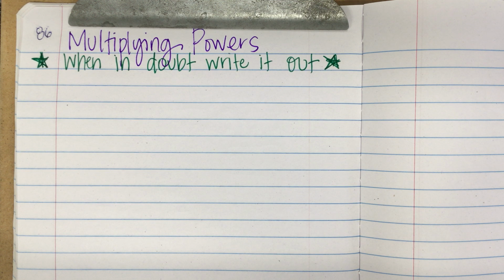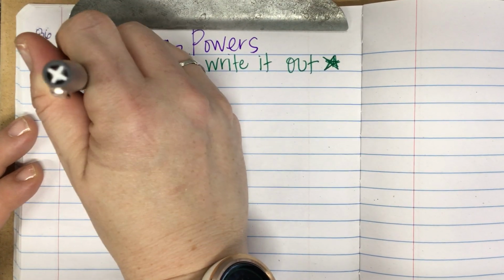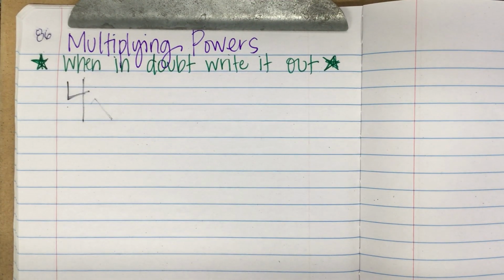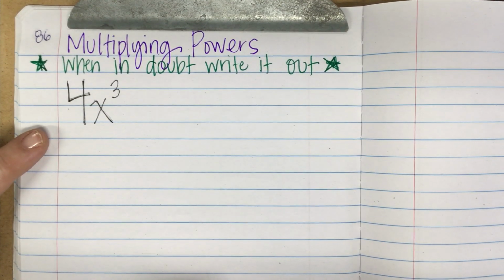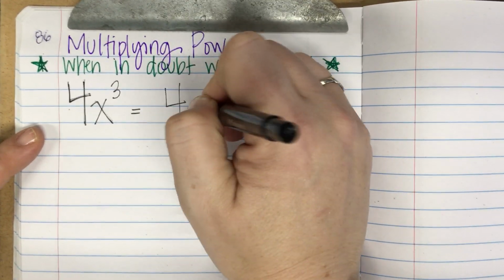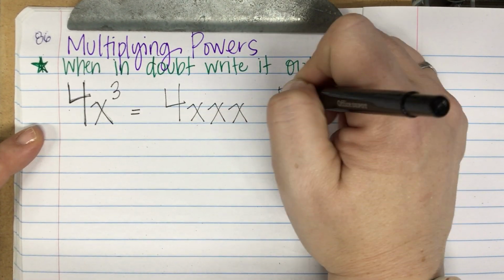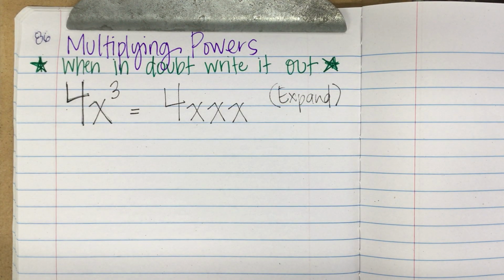In the world of powers, exponents show repetition, right? So if we talk a little bit just in vocabulary, if I have 4x to the third, right? That would mean 4x, x, x, right? That's expanded. That means to make it bigger, expanded.